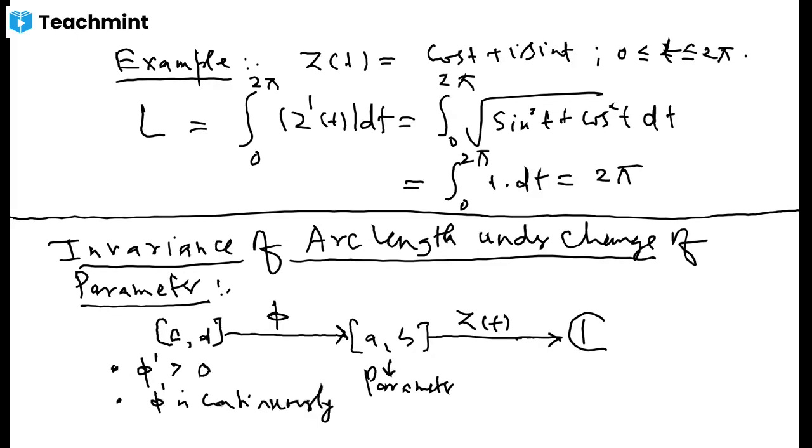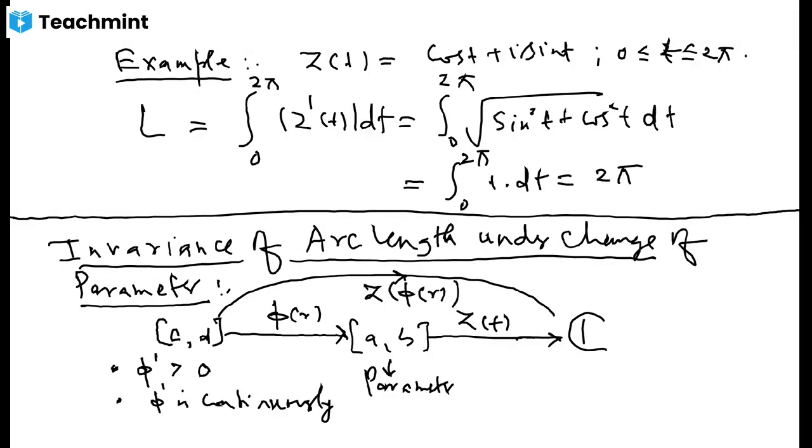So under such a change of parameter, you get a new arc, the composition function, let this interval be phi of r. You get the new function as z of phi of r.